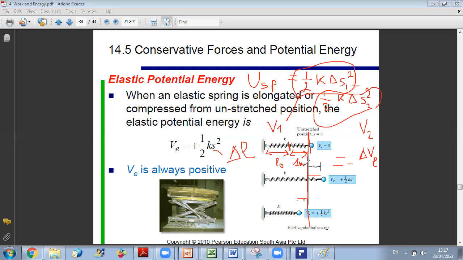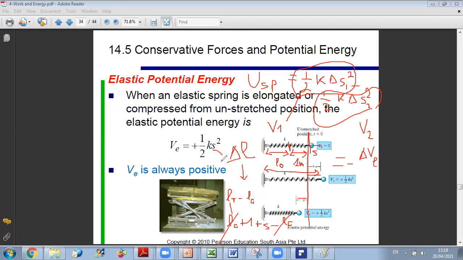Okay, then when we want to calculate V elastic, delta L is the total length of the spring L total minus L0. So we look at this figure: what is L total? For any position S, L total will be L0 plus l plus S. Then I replace L total by L0 plus l plus S, minus L0. Then L0 goes away and delta L becomes l plus S.